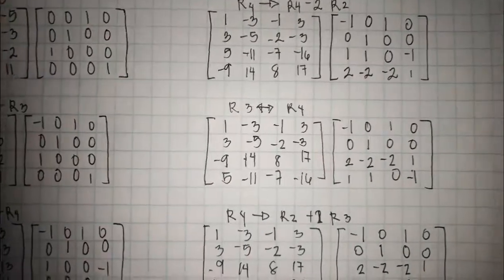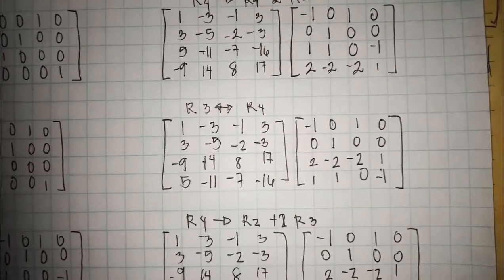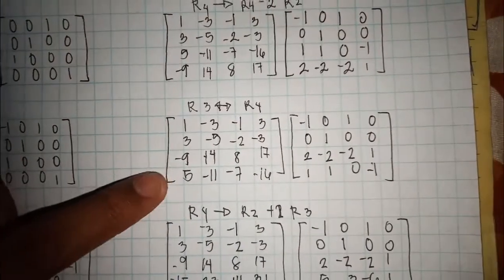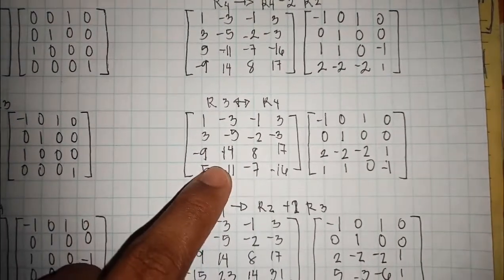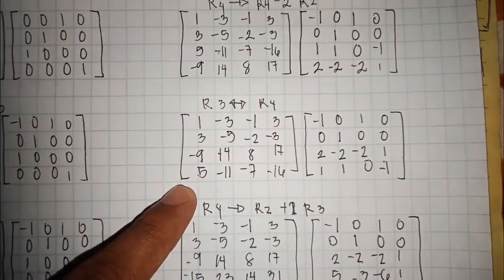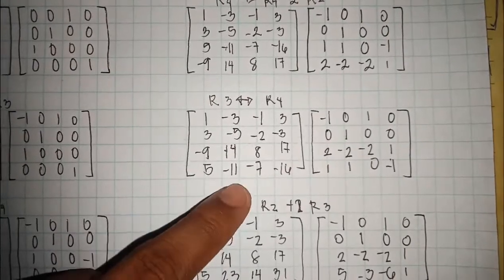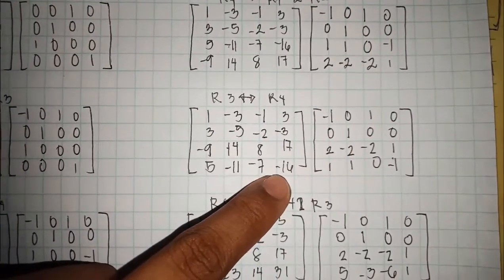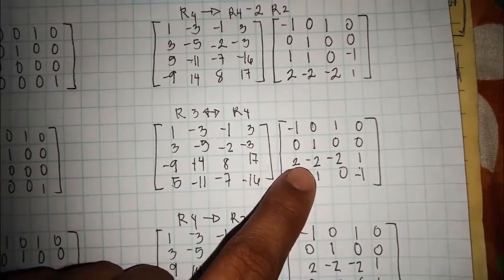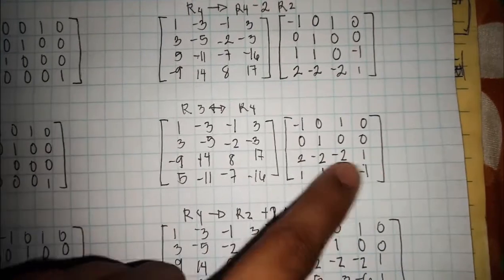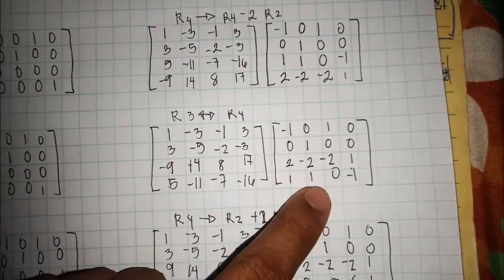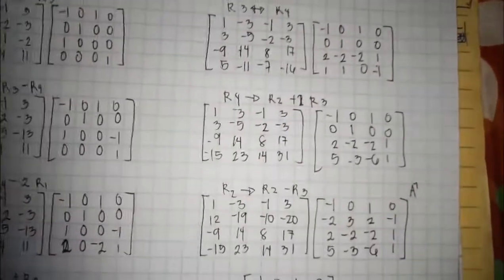And we need to exchange R3 and R4. So we have negative 9, 14, 8, and 17 in R3. And in R4, we have 5, negative 11, negative 7, and negative 16. On the other side, we have 2, negative 2, negative 2, and positive 1 in row 3. And in row 4, we have positive 1, positive 1, 0, and negative 1.